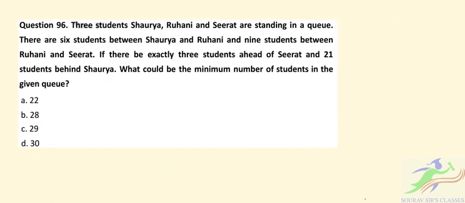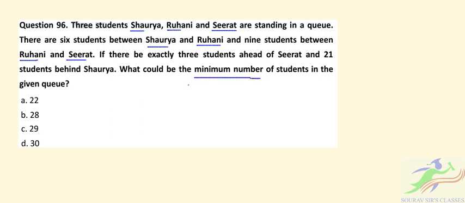Question number 96. Three students, Shaurya, Ruhani and Sirat, are standing in a queue. There are 6 students between Shaurya and Ruhani, and 9 students between Ruhani and Sirat. If there are exactly 3 students ahead of Sirat and 21 students behind Shaurya, we have to find the minimum number of students in the given queue.